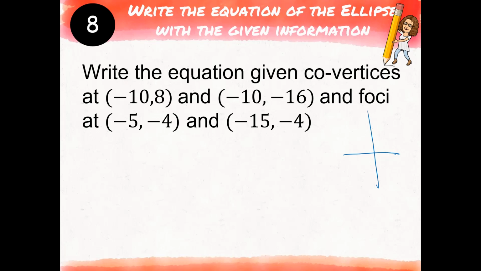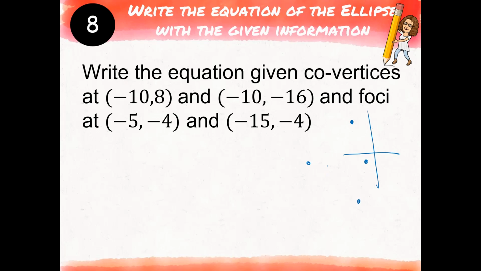I was given co-vertices and foci. So negative 10, comma 8. Ooh, that's a dot right about there. Negative 10, comma 16. That's all the way down there. Foci of negative 5, negative 4, and negative 15, negative 4. Ooh, Marsh kind of drew these kind of weird.